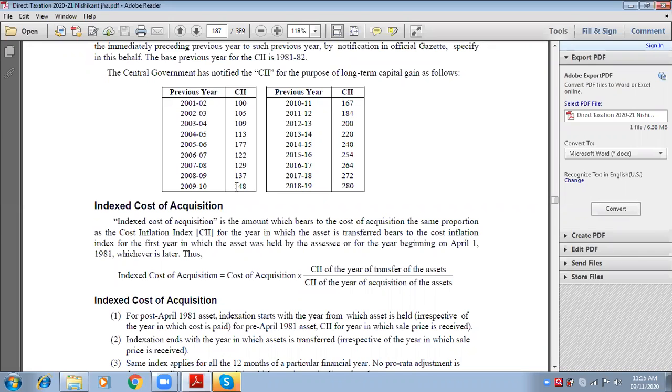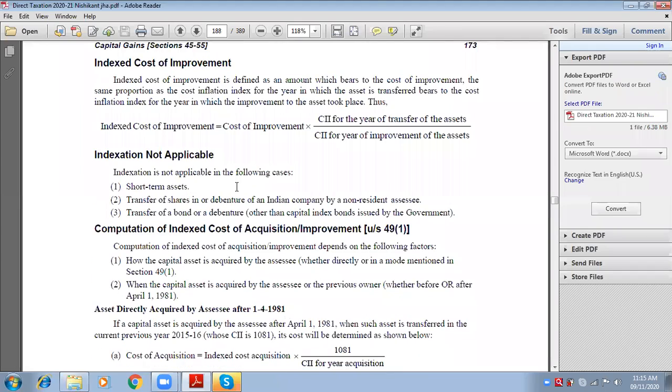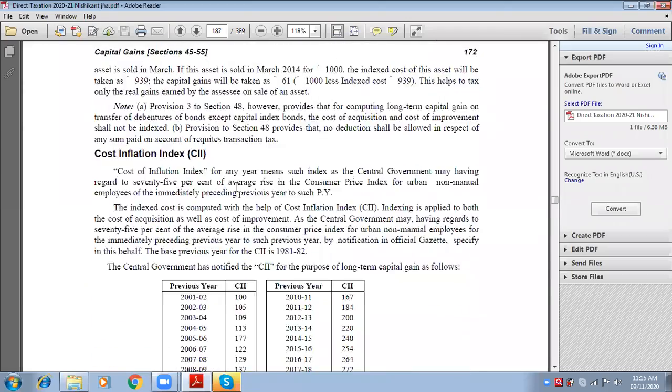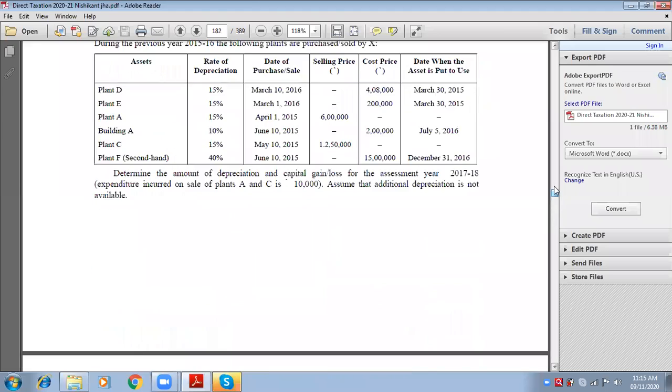Okay. Sure. Yes, ma'am. So now we will begin with short-term capital gain practical questions. Let me open the question.